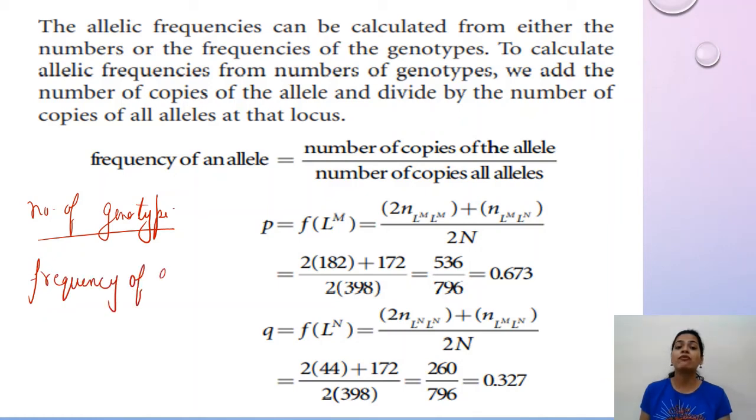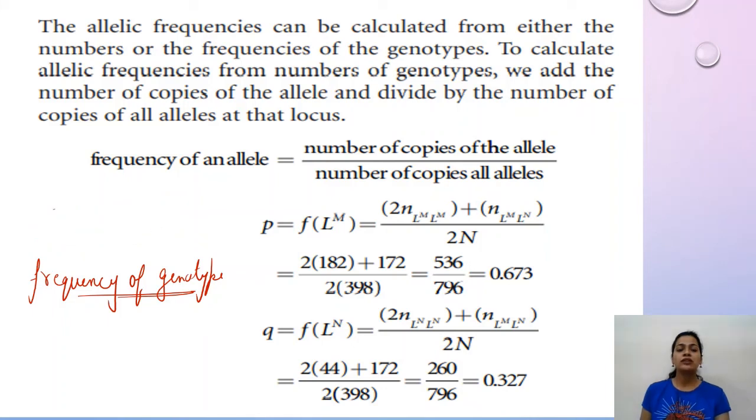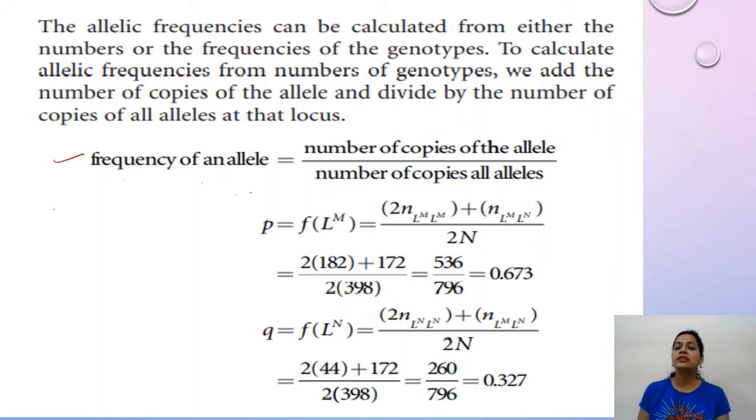Why? Because we have already calculated it, right? The genotypic frequency you have already calculated, so we can use either of the two formulas. First we are using the formula in which we utilize the number of genotypes. This is the formula: the frequency of an allele is given by the number of copies of that allele divided by the number of copies of all the alleles, or I can say the total alleles.